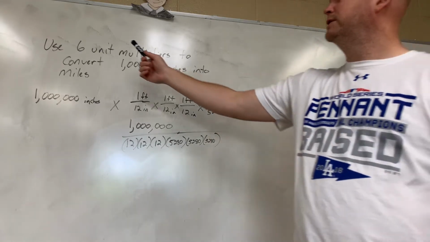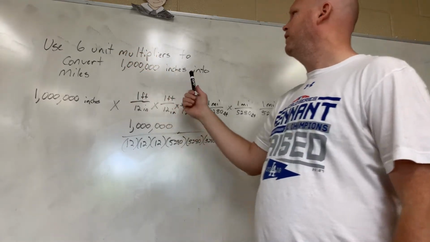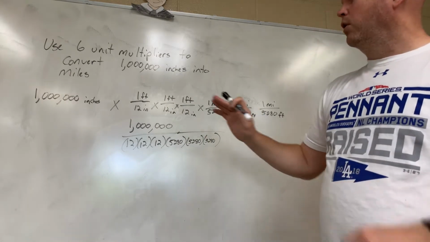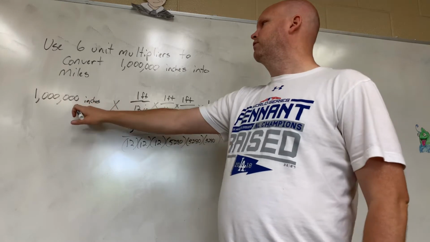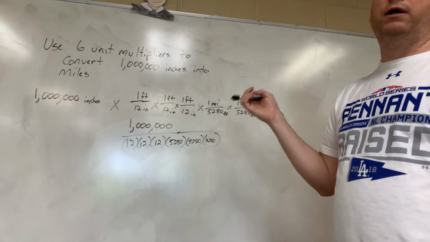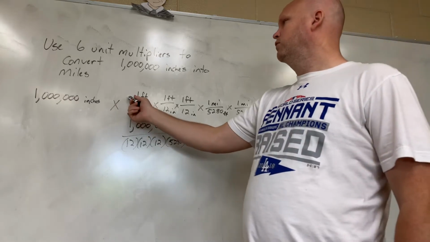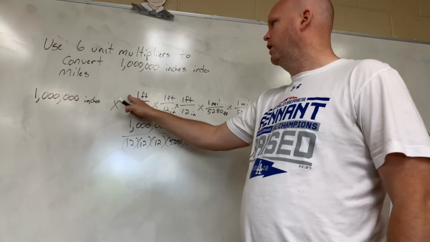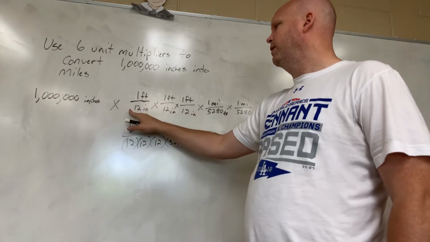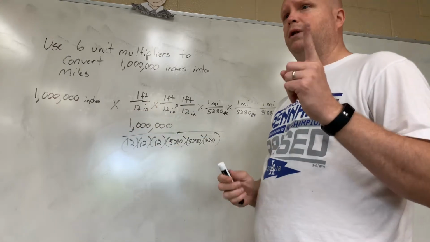So the question is to use 6 unit multipliers to convert 1 million cubic inches into cubic miles. In essence, we are having to convert a smaller unit into a bigger one, converting inches down to miles. To do that once, we would just take 1 foot over 12 inches. We'd multiply that by 12. But that's just for one side.